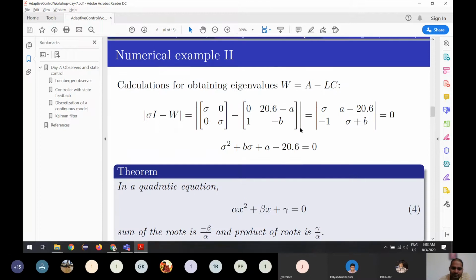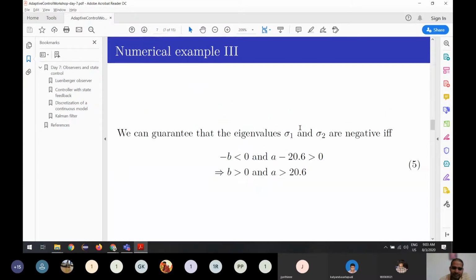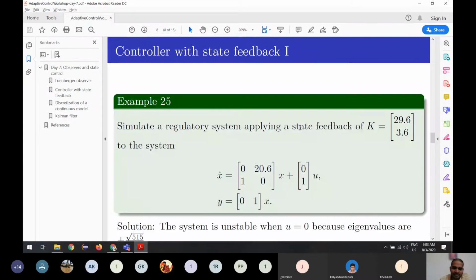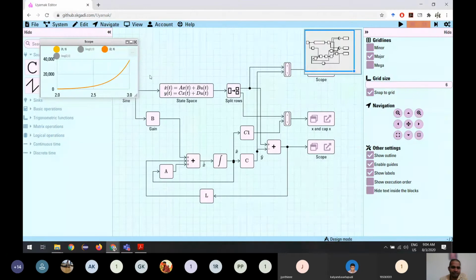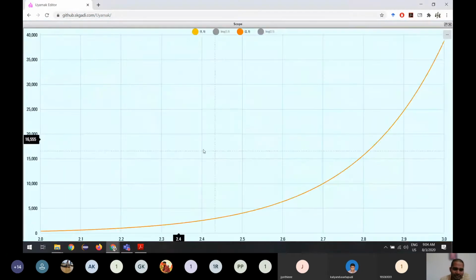Okay, this is a numerical example. Here we saw how we did that. So let's see the next example. In this example, how do we apply observers in control systems? We saw this system in the simulation. We see this is an unstable system.